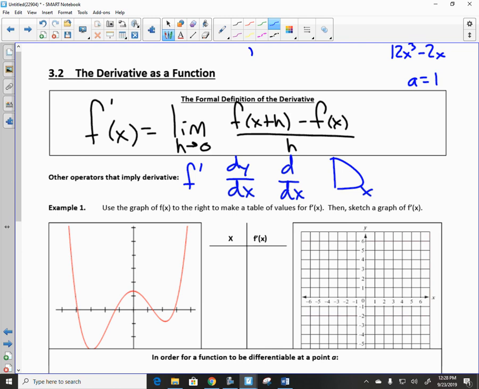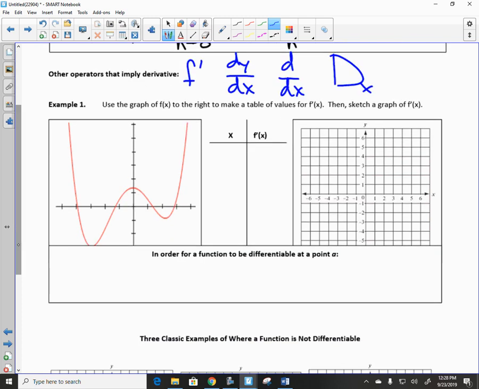Kind of like when I say f inverse for the function f of x is, or I'm sorry, y is equal to 2x minus 1. We said, what does that mean you do to x and y? You switch them. That's what this -1 means, okay? So when you see f prime or dy over dx or d over dx, it means to do that. So what we're going to do is look at this graph, which is f of x right here, and try to make a table of values for f prime of x, and we're going to sketch the graph of f prime.